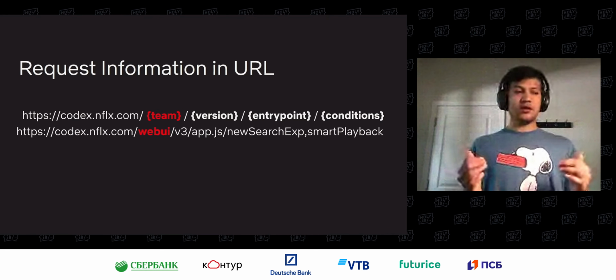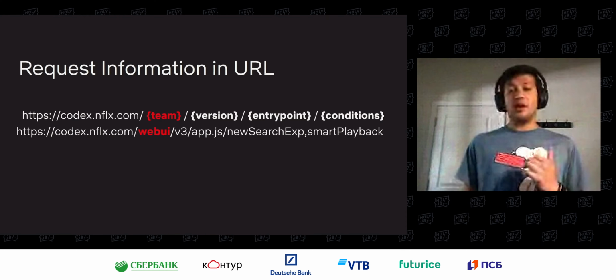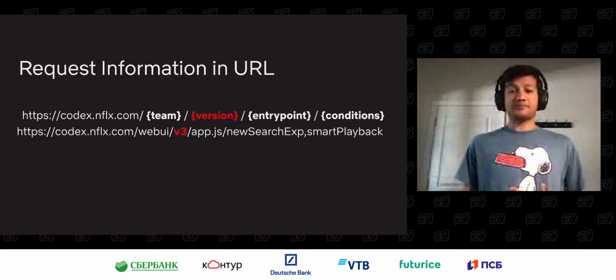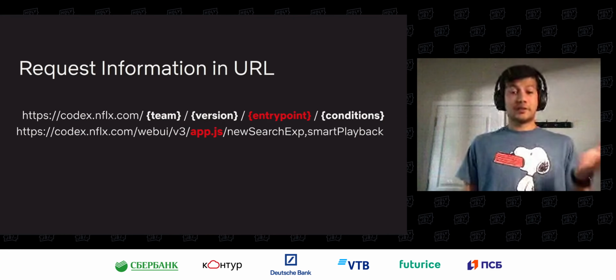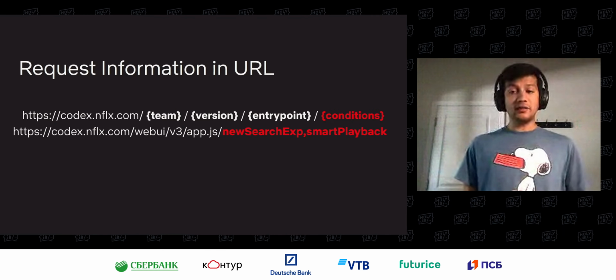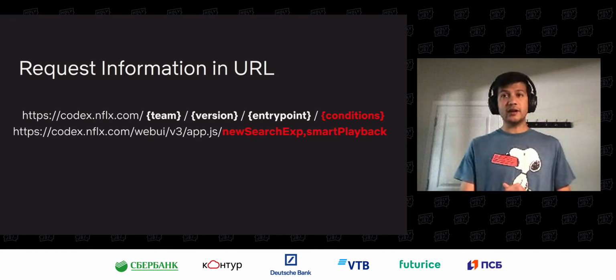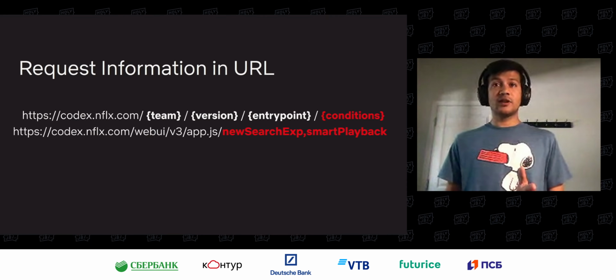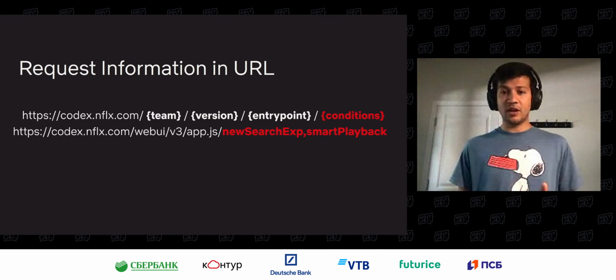So it's a self-contained URL. It has all the information that we need. For example, this URL is saying, okay, I'm looking for the web UI app, and give me version 3 of the web UI app. Start with the file app.js, so that's the entry point. And by the way, this user is allowed to see the new search experience and the smart playback experience. So you can see that this URL itself is self-contained. It has everything that we need for resolution.